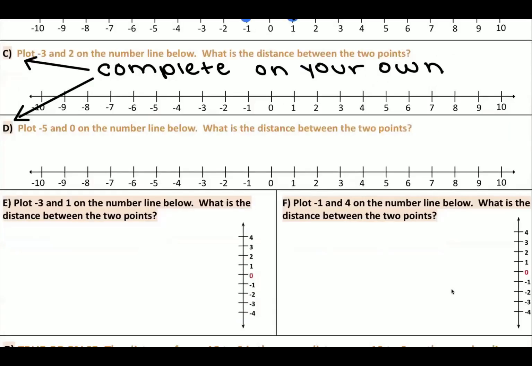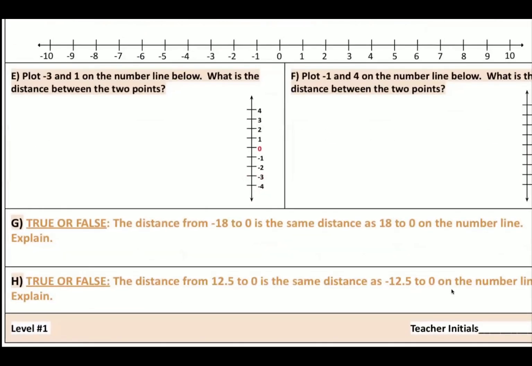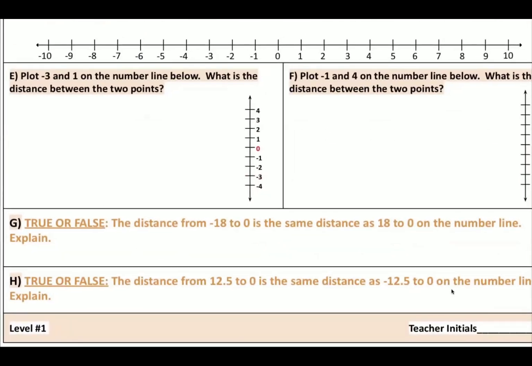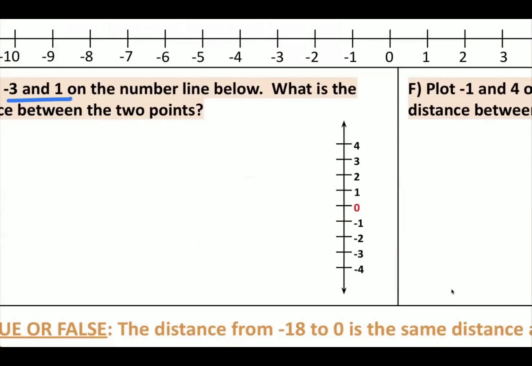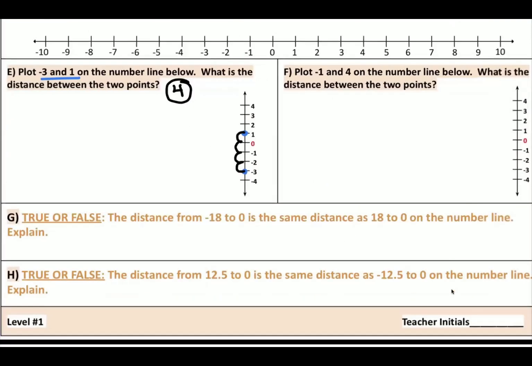Let's take a look at a vertical number line. Example E, plot negative 3 and 1. Okay, so we're going to treat it the exact same way, and I'll zoom in because this is kind of a small one. So we have negative 3 and 1. Negative 3 is below 0. 1 is above 0. And then I'll do super neat loops. 1, 2, 3, 4. Distance is 4. Go ahead and complete the rest of this page on your own. Then, if your teacher wants you to, get your teacher's initials and come back to the video for the next page.